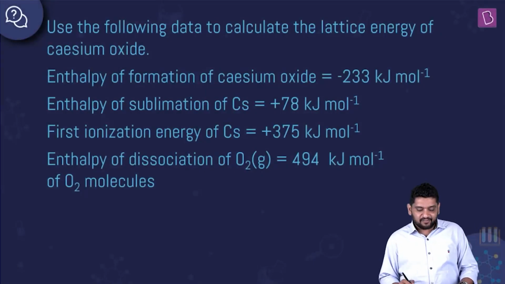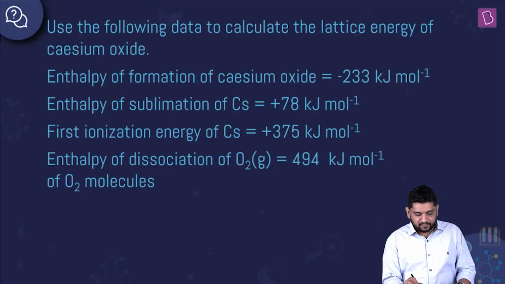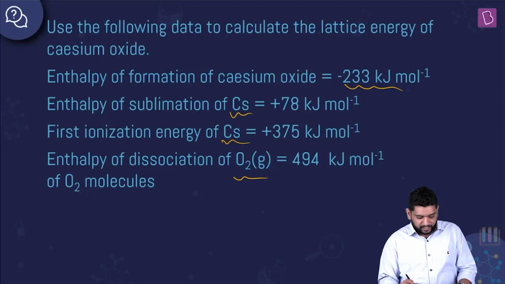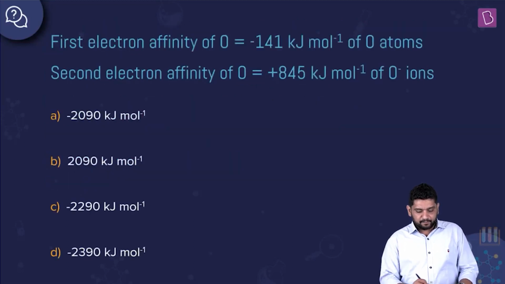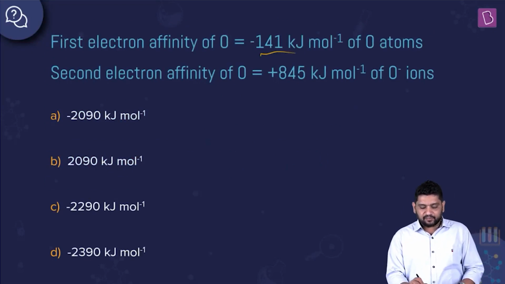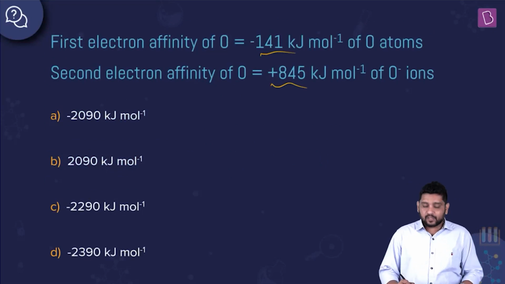Okay, this question says use the following data to calculate the lattice energy of cesium oxide. Obviously, Born-Haber cycle is probably what is expected. Enthalpy of formation of cesium oxide is given to us. Enthalpy of sublimation of cesium is given to us. First ionization energy of cesium is given to us. Enthalpy of dissociation of O2 gas is given to us. First electron affinity of oxygen is given to us, and second electron affinity of oxygen is also given to us.